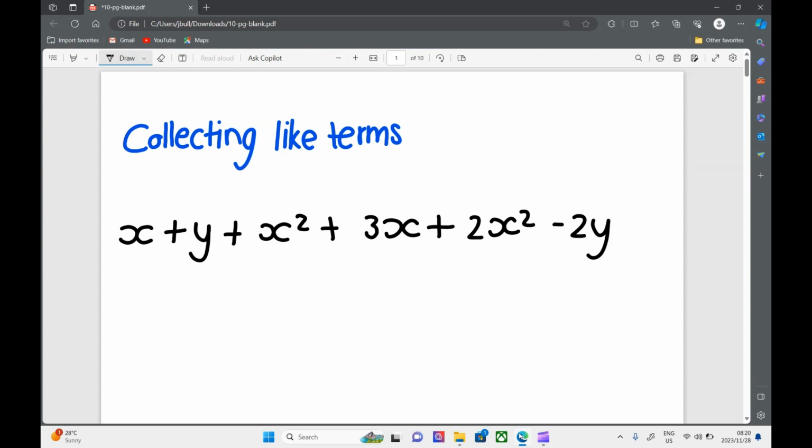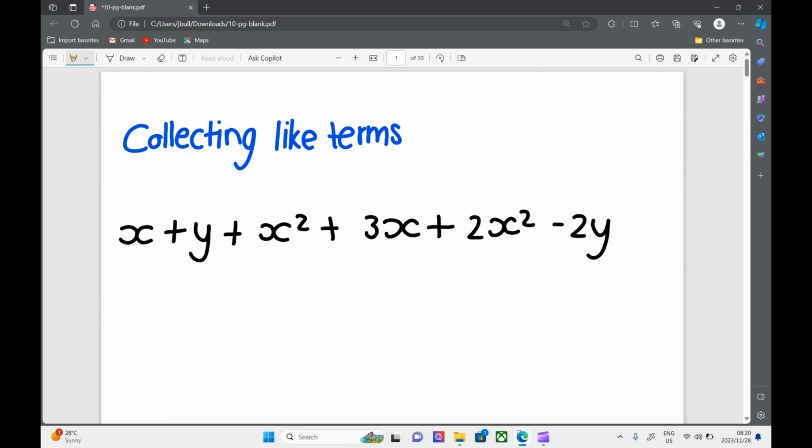The question would be, they would give you some expression and they would say expand this expression and simplify it by collecting like terms. So this just means add up what you can add up or subtract what you can subtract and simplify it as much as we can. So what they mean by this, if we look at this example we've got here, we have got to add what we can.